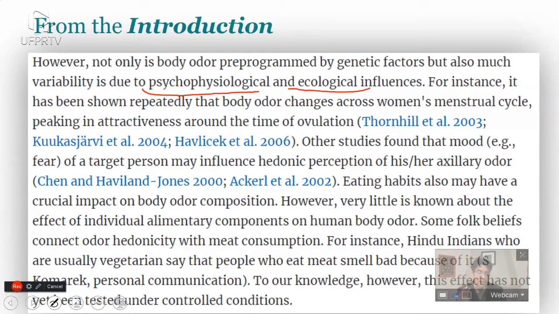Another variable that is discussed already in the introduction section that will have relevance in the method section, which will then affect the results. Eating habits also may have a crucial impact on body odor composition. However, very little is known about the effect of individual elementary components on human body odor. So that's your move 2. Some folk beliefs, and we've talked about the rest of this already.